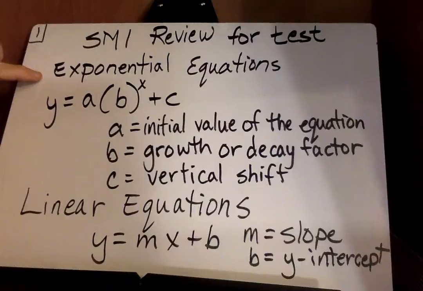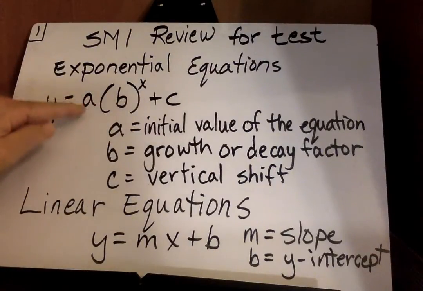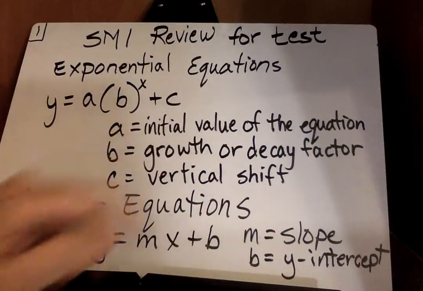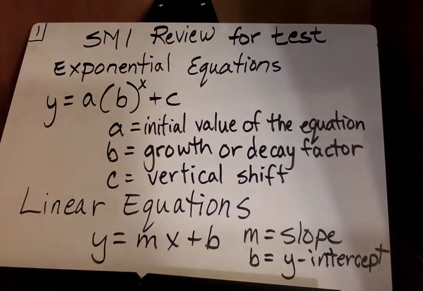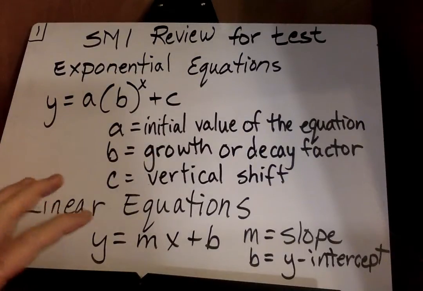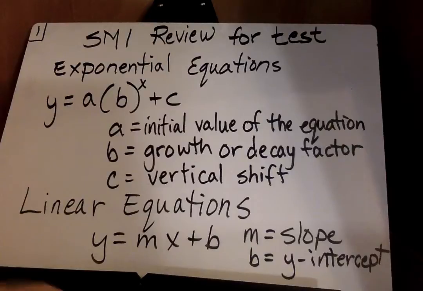An exponential equation is in this form: y equals ab to the power of x plus c. A is the initial value of the equation. B is the growth or decay factor. If it's a growth factor, it's above 1. If it's a decay factor, it's between 0 and 1, so it's either a fraction or decimal for decay. C is the vertical shift, whether the graph moves up or down.